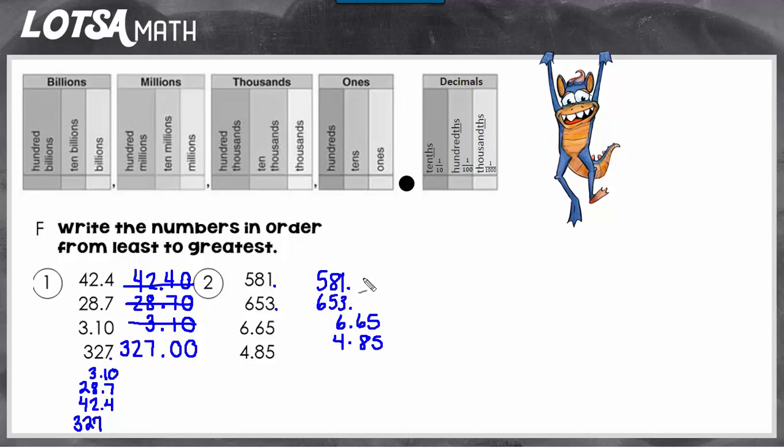Now I'm going to go back and fill in any gaps with zeros just to make it look nice and even. All right, so now that I have this, it's much easier to see which one's the smallest and which one's the biggest. So it's definitely between these 2 for the smallest, but we can see that 4 and 85/100 is the absolute smallest, which makes 6 and 65/100 next. Okay, and now we're out of these 2, and we can see that 500 is less than 600. So 581 would go next, and 653 would be the greatest value.